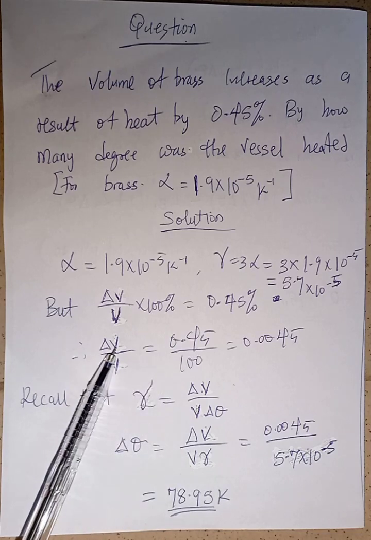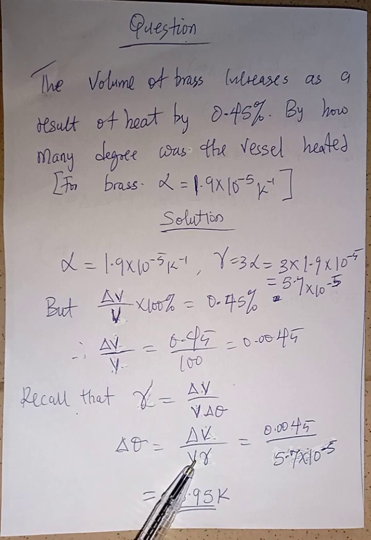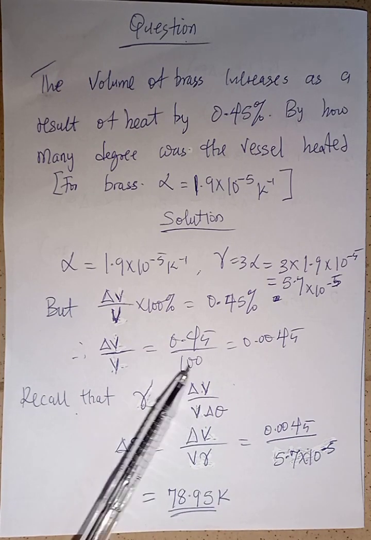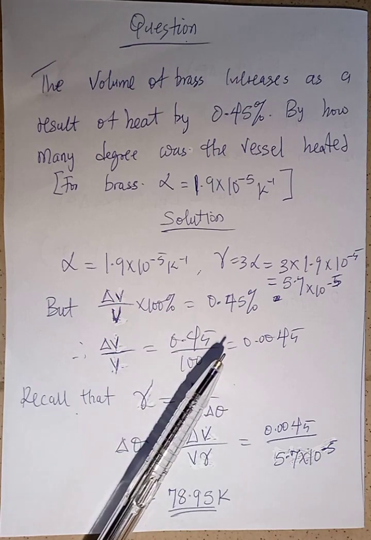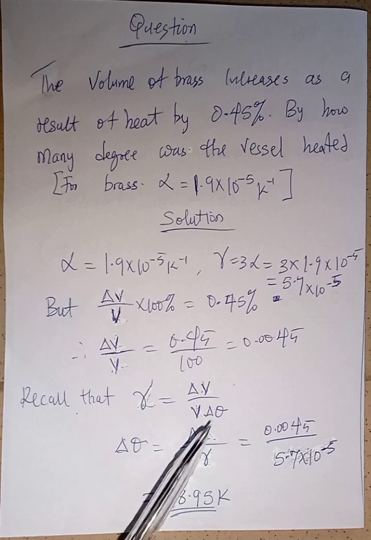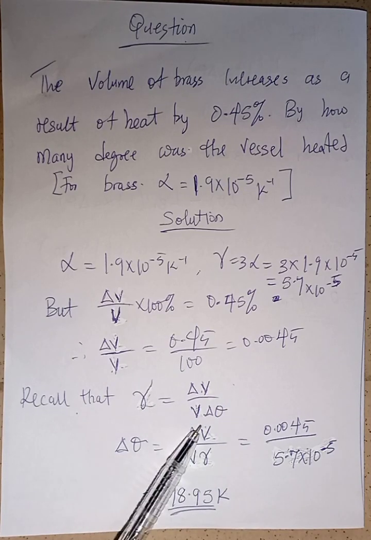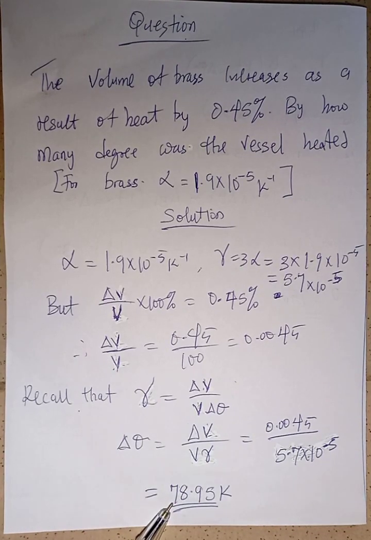That means you just say this over unity is this, so you are still going to get the answer. You can also make the original volume 1. Then make the change in volume the fractional increase, which is the percentage divided by 100. You also get the answer. You just put 0.0045 over 1. Then put the gamma there. You are still going to get the same answer.